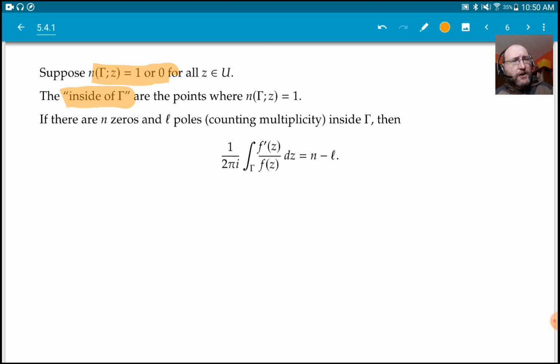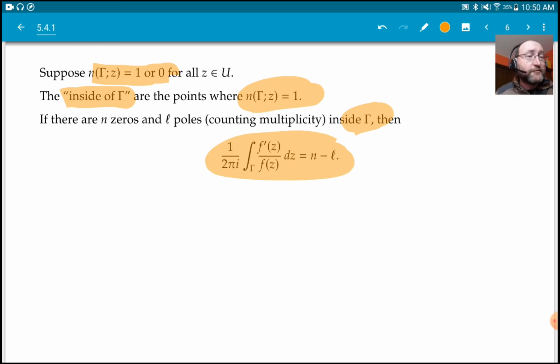Now, if there are n zeros and L poles of f inside this gamma, where the winding number is 1, then the argument principle is just this. And so, for example, if the function is not meromorphic but holomorphic, then L is 0 and you just get the n. So then it just counts the number of zeros. All right.